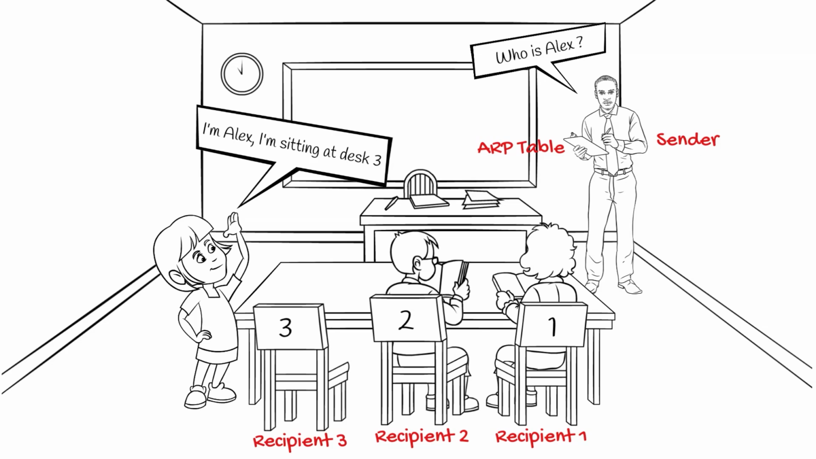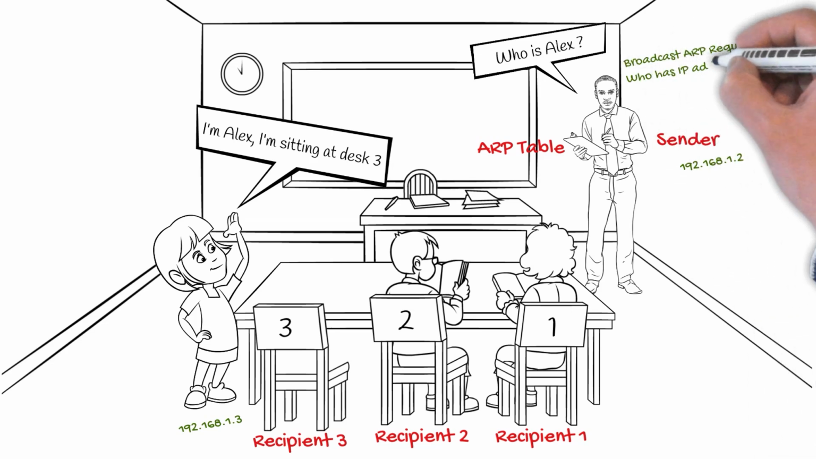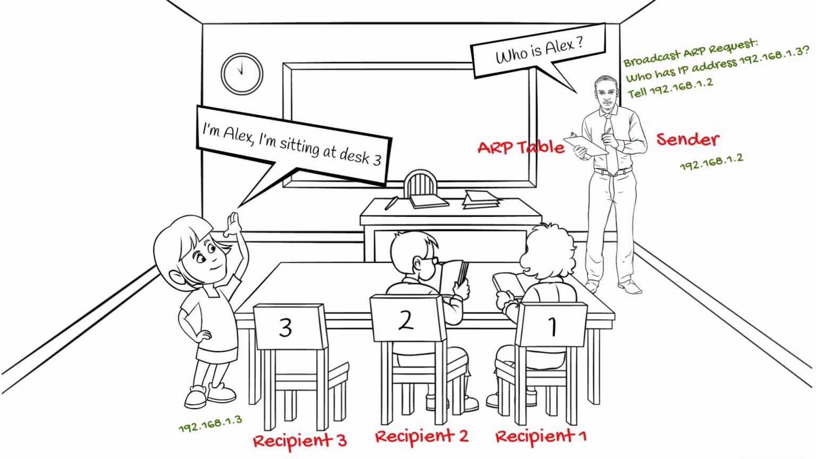Now that the teacher knows Alex's desk, he walks directly to desk 3 and hands Alex the graded test. In this scenario, we can consider the teacher as the sender who knows his own IP and MAC address and needs to send data to recipient 3 using its IP address. So it broadcasts an ARP request packet and asks for the MAC address of recipient 3. This ARP request is sent to all devices on the local network.